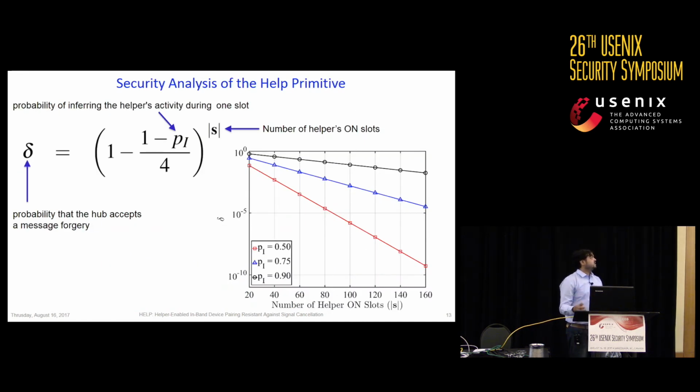The success probability for an adversary, so that the hub accepts its message forgery, is based on this, where Pi is the probability of inferring the helper's activity during one slot, and the cardinality of vector S is the number of helper on-slots. So from the plot, we observed that delta is a negligible function of the number of helper on-slots.